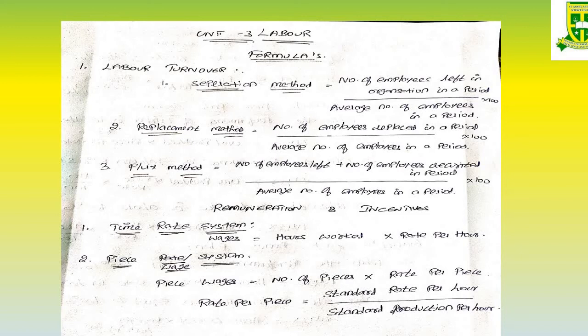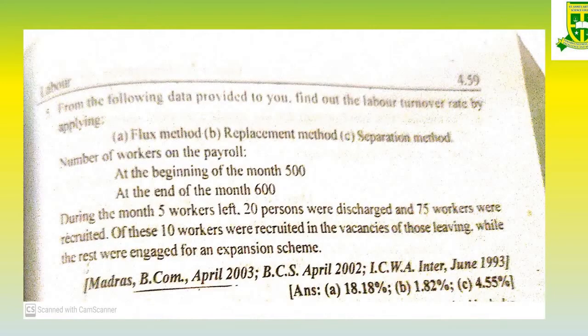So this is the labor turnover formula. So we can see the sum based on the labor turnover. Here's the sum. From the following data provided to you, find out the labor turnover rate by applying 3 methods. They have asked to calculate 3 methods: flux, replacement, separation. The information given below: number of workers on the payroll. How many employees are working in the organization? At the beginning of the month, there were 500 employees, but at the end, 600 employees were working. So this will help to calculate the average number of employees working in the organization.